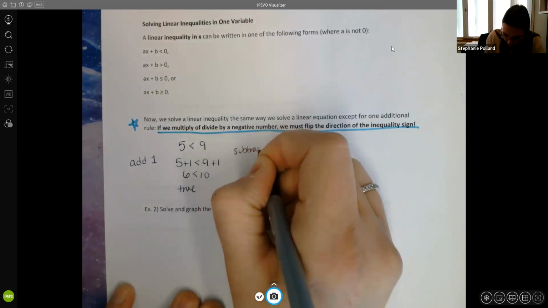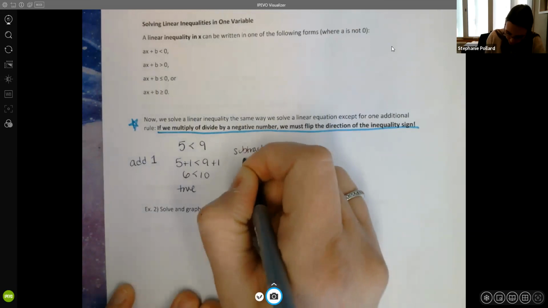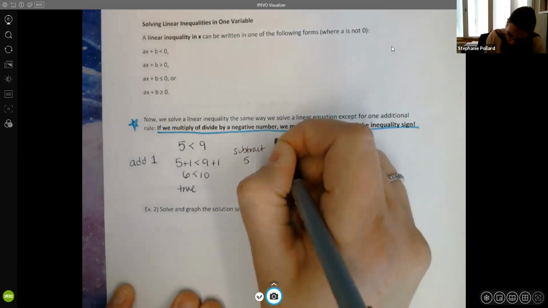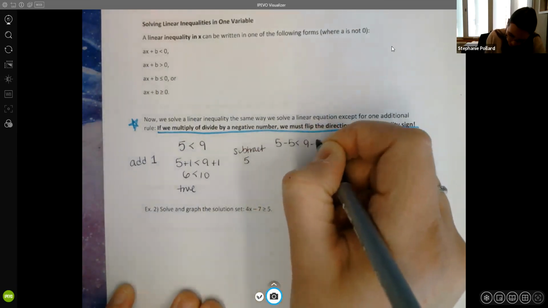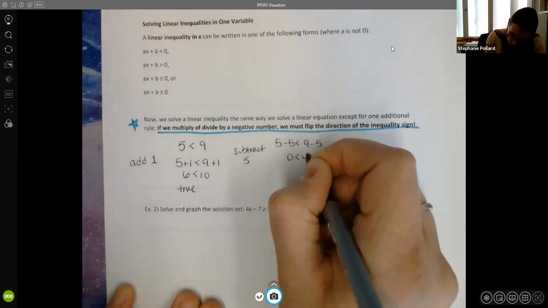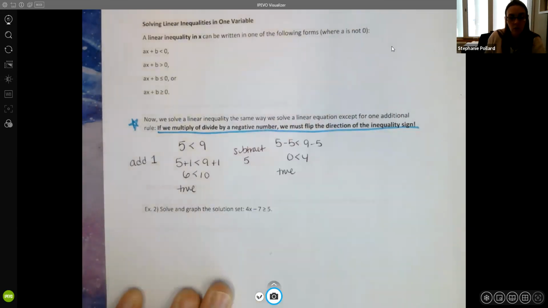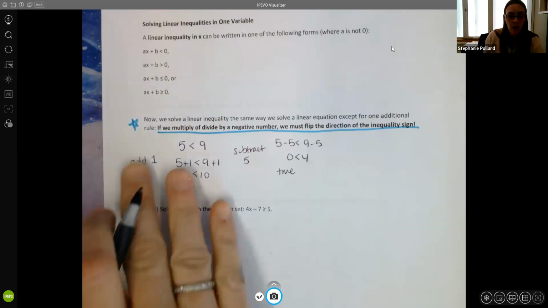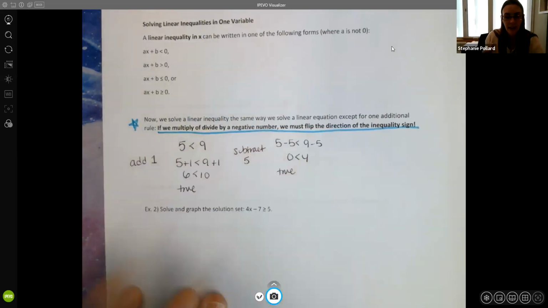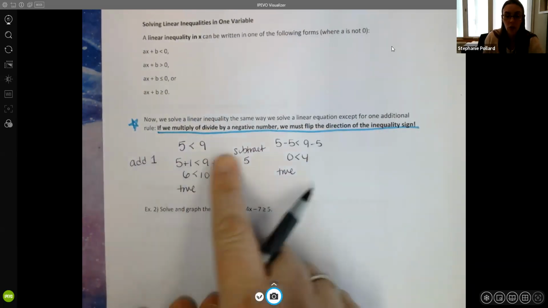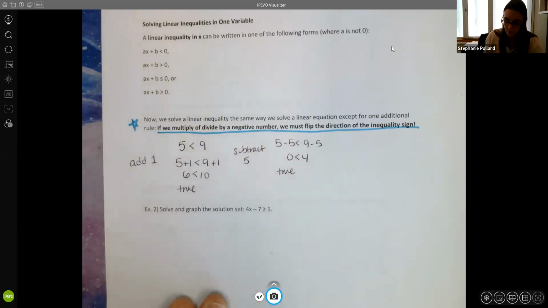If I subtract a number, let's subtract 5. So I have 5 minus 5 is less than 9 minus 5. I get 0 is less than 4. This is still true. You could try different numbers here, so I encourage you to try others. Adding and subtracting doesn't change the truthness of the statement.